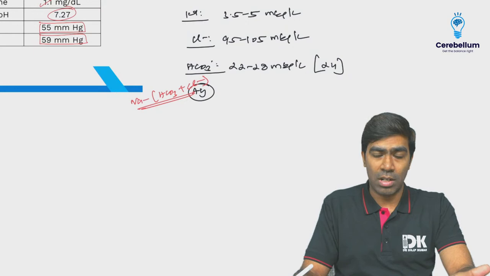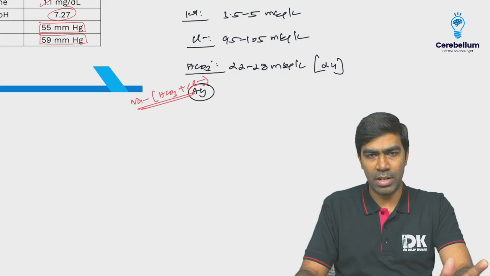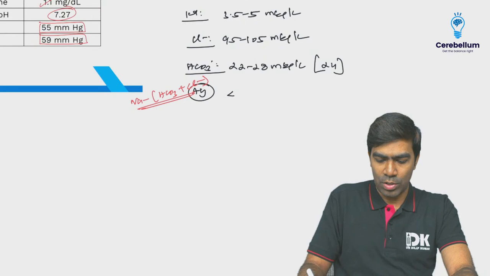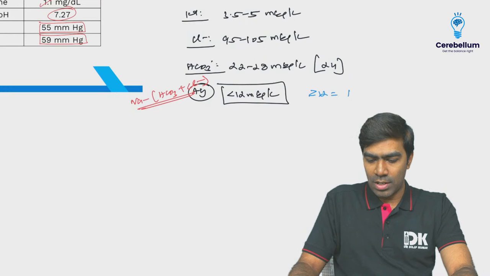But what you need to know for exams is that you're only going to include sodium, bicarbonate, and chloride. So this is the formula: sodium minus bicarbonate and chloride. The cation is sodium, the anions are bicarbonate and chloride. If you use this formula, it's going to be less than 12 milliequivalents per liter. So the anion gap should be less than 12. Any anion gap more than or equal to 12 is an increased anion gap. So that's what you need to know for exams.